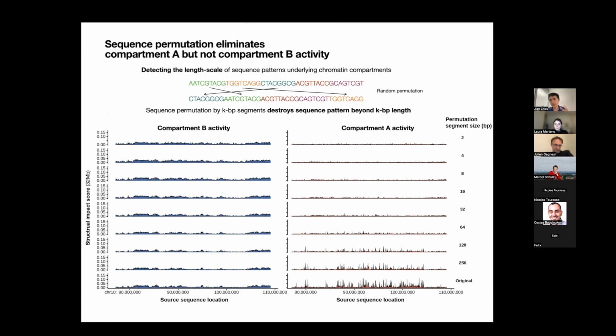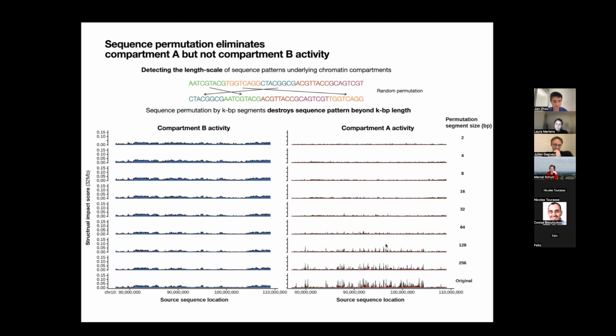So to test the sequence patterns that are needed for this activity, we use a permutation before we do the insertion. Before we insert the sequence, we permute it in this manner. We segment the sequence into segments of the same size, and then we permute the order of the segments. By this permutation, we destroy all the sequence patterns that are longer than the segment size, right? So if the sequence activity is preserved, we can say that the activity is not dependent on sequence patterns that are longer than the scale.